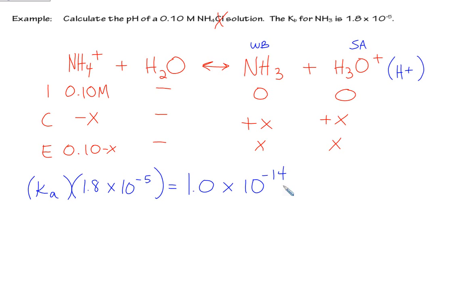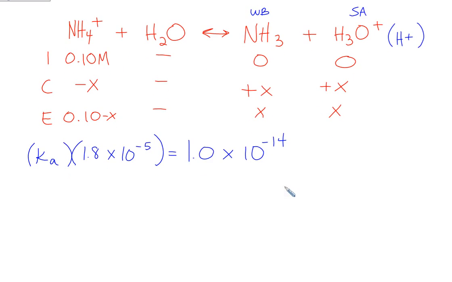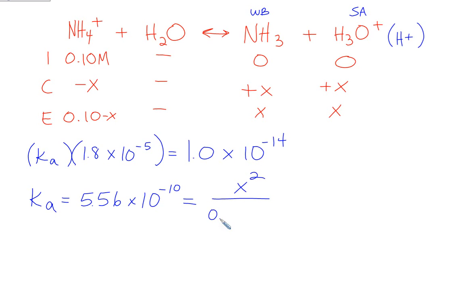We have to calculate the Ka, since we are using the conjugate acid of ammonia. So I plug that in my calculator. Ka is relatively small, 5.56-ish times 10 to the negative 10th. And then we can set up our equilibrium expression, which I think most of us are getting good at, right? x squared over 0.1 minus x.